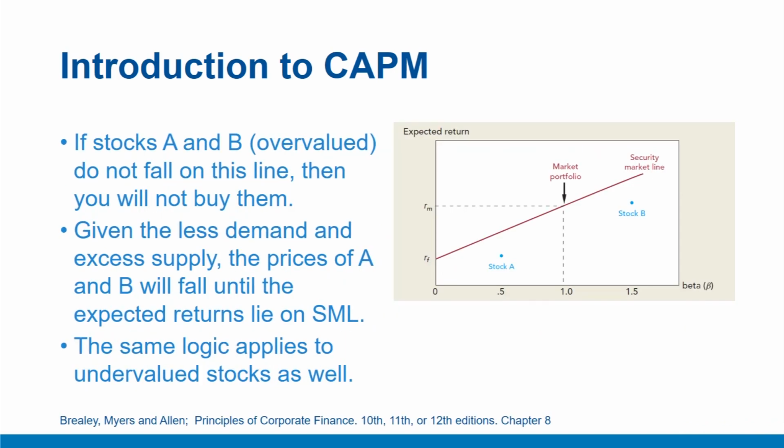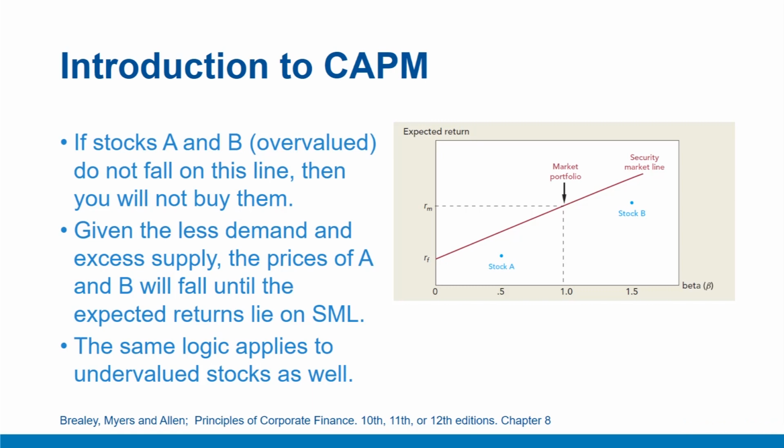Consider the figure shown here. It appears that stocks A and B do not lie on security market line. Now, in all probability, you would not buy these stocks. For example, if you want a stock with a beta of 0.5, you can obtain a higher expected return by taking a position on the security market line with a beta of 0.5. This position can be obtained by investing 50% in RF and 50% in market portfolio.